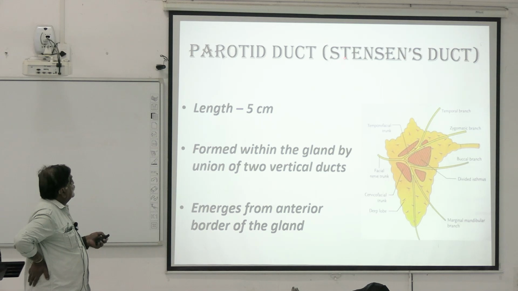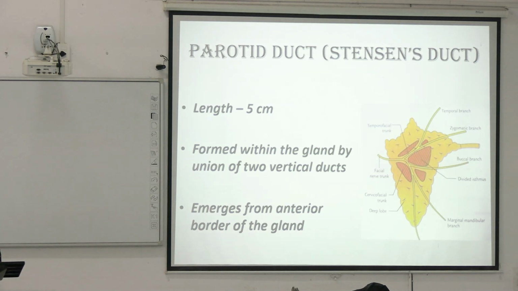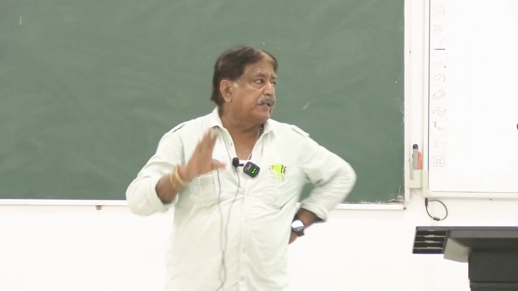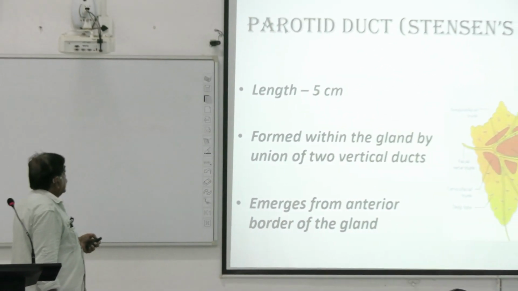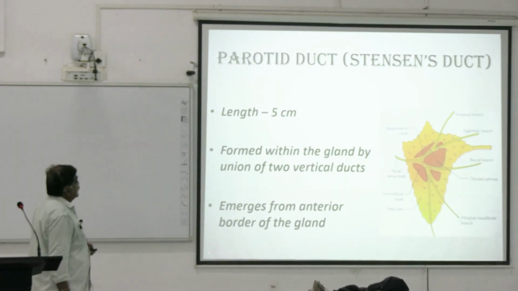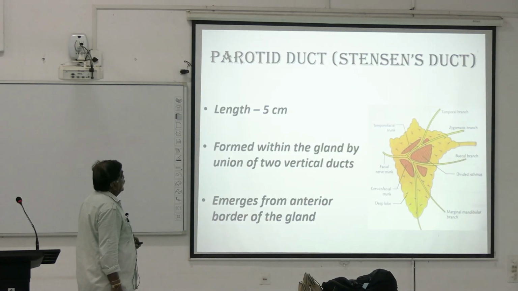Now, the parotid duct, Stensen's duct, length 5 centimeters. This is just a 4 marks question, or there can be an MCQ. It's a very common part. Length is 5 centimeters, formed within the gland by union of two vertical ducts. It emerges from the anterior border of the gland. This is the parotid duct. Next.